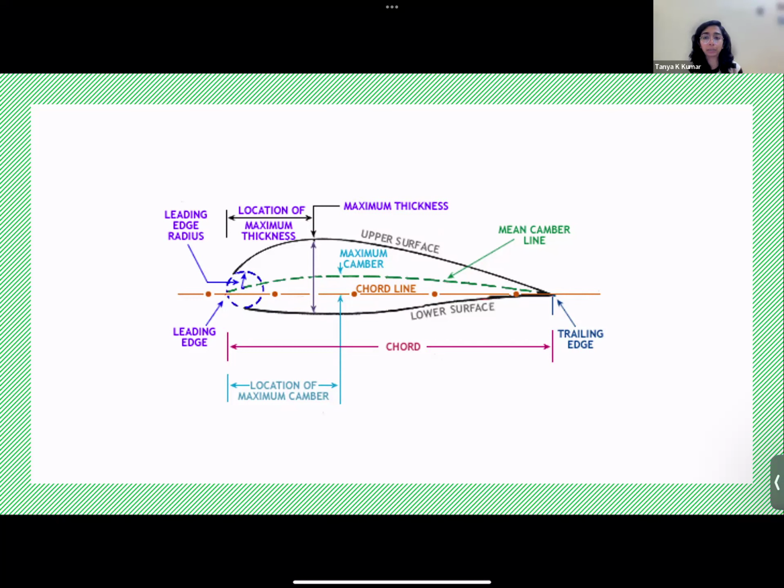What is the mean camber line? This I think we discussed in the last class. What is the mean camber line? Line dividing the airfoil into equal halves symmetrically. Okay, the line that is equidistant from the upper surface and the lower surface. Yes. So what is the distance between this mean camber line and chord line? What is it called? The maximum distance between the mean camber line and the chord line. What is it called?